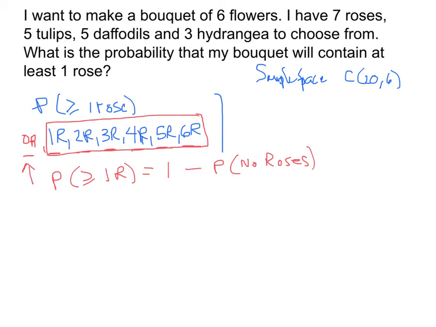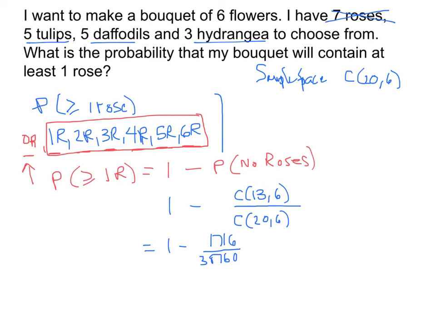So let's take a look at the probability that there are no roses in our bouquet. So we already know what our denominator is. We said that is our sample space, which is choosing 6 out of the 20 flowers. But if we want to have no roses, that means from all the flowers that we actually have to cross roses off of the possible flowers that we're choosing from. So all we have left to choose are from the tulips, the daffodils, and the hydrangea, which means we have 13 to choose from, and we're going to choose 6. And so this will be the probability of getting no roses. Once we have that, we can just go ahead and subtract it from 1.